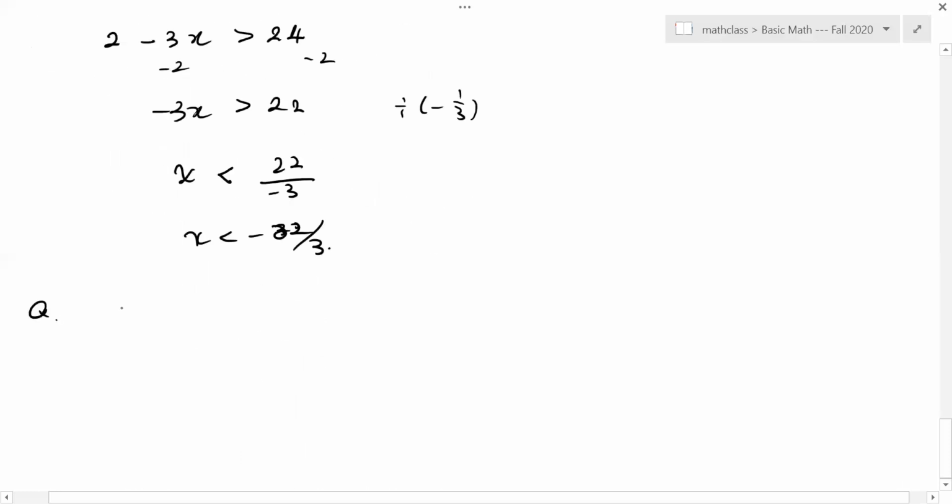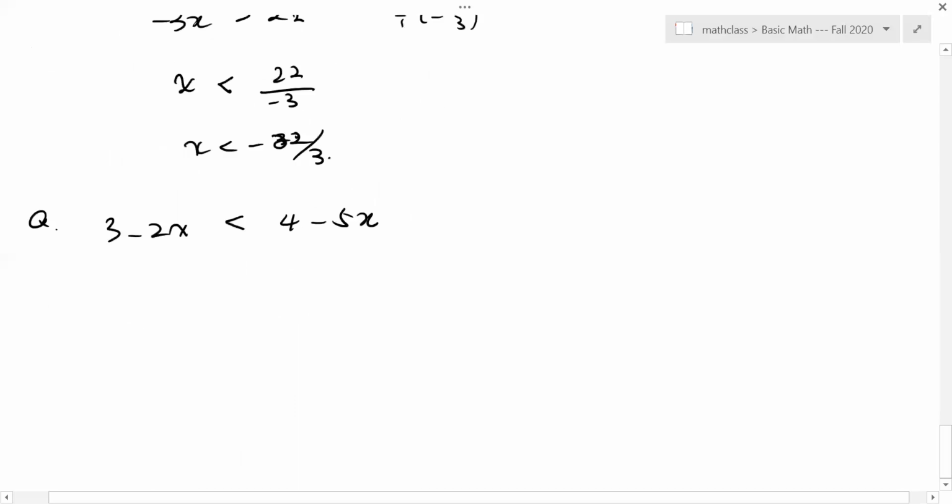Okay, I'm going to ask you to do the next one. 3 minus 2x less than 4 minus 5x. Okay, please solve this inequality.